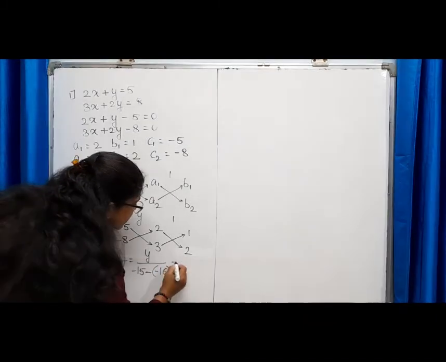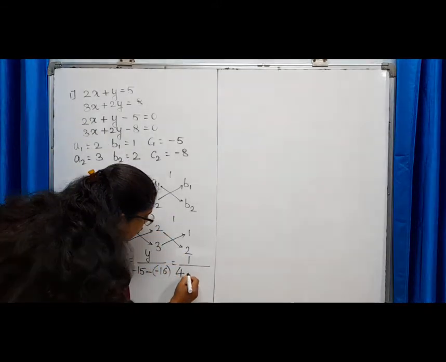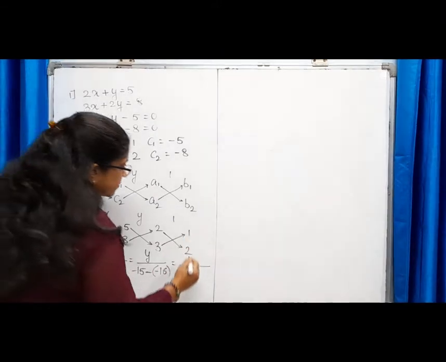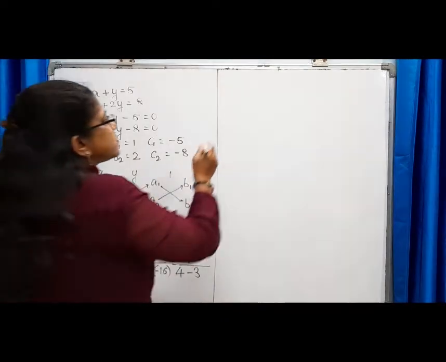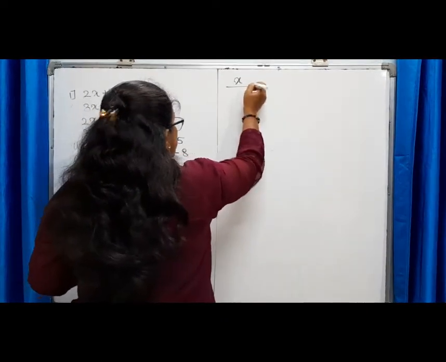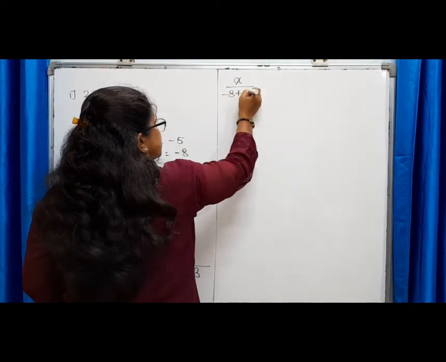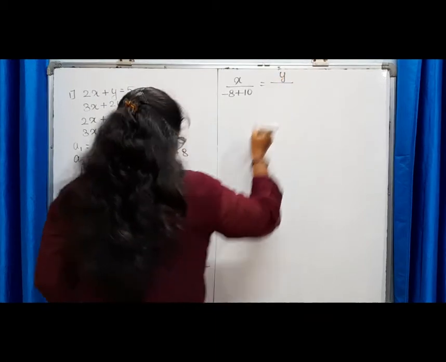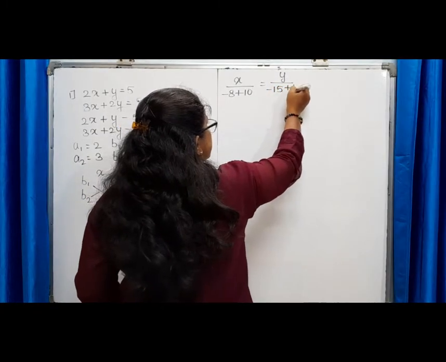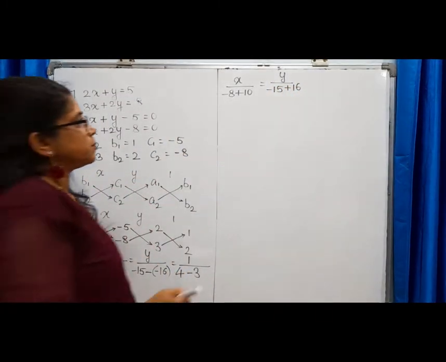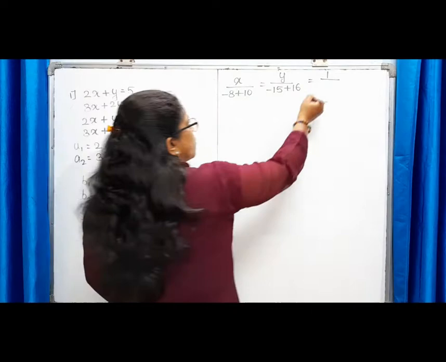Minus 16 is equal to 1 upon 2 into 2, 4, minus 3 into 1, that is 3. Now let's write what exactly we have here. Let's write the exact answers. X upon minus 8 plus 10 is equal to y upon minus 15 plus 16, minus into minus plus, and 1 upon 4 minus 3, we have 1.